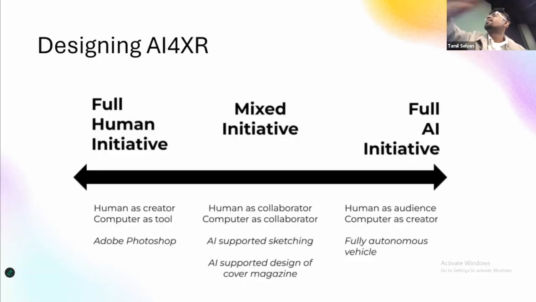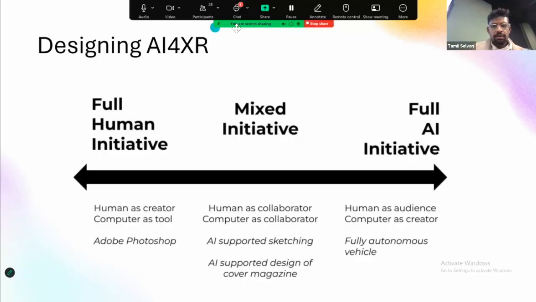One is giving full human initiative, where humans initiate and you just use AI as a tool. Suppose you create an intelligent pen: when users draw, whenever they finish and there is a bit of color difference, AI automatically adapts to it. That example I'll show you later as well.